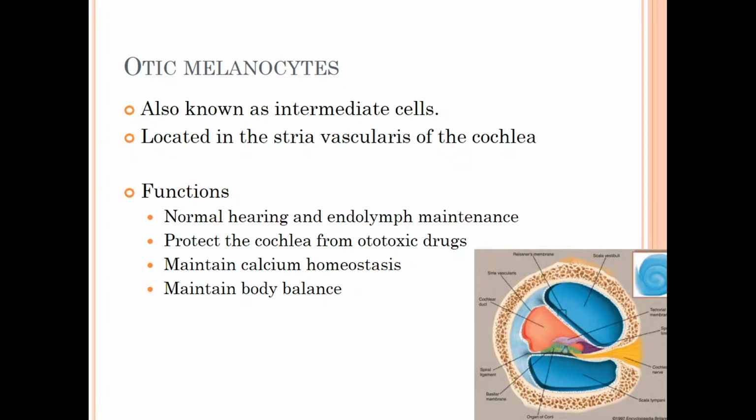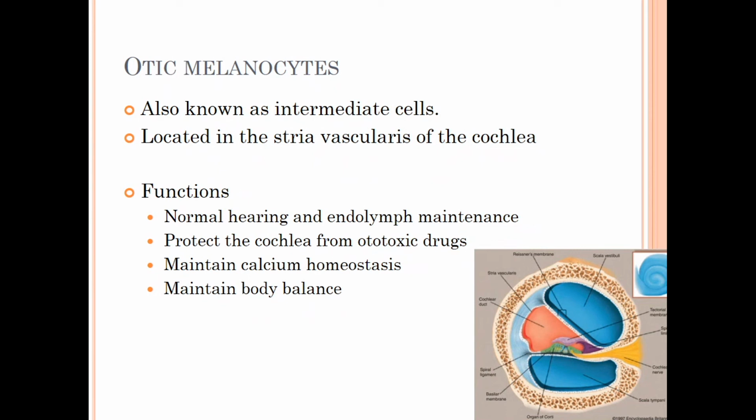And next are the otic melanocytes, which are also known as intermediate cells, located in the stria vascularis of the cochlea. That is, there is an endolymph containing chamber inside the inner ear, which will house the major sound detecting organ, known as the organ of Corti, and one of the walls of this chamber is formed by the stria vascularis.